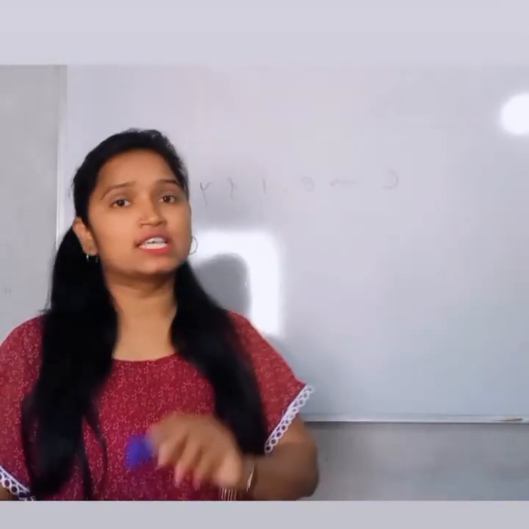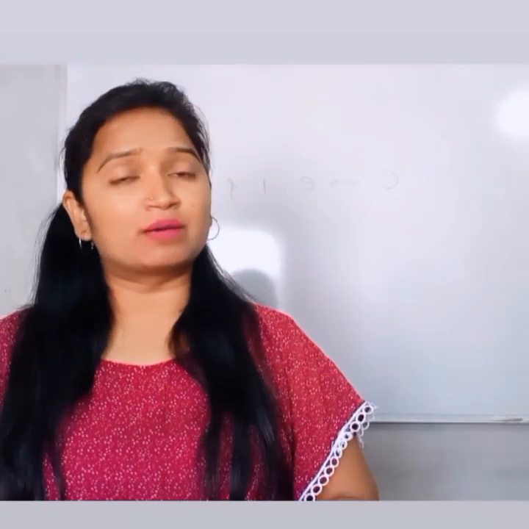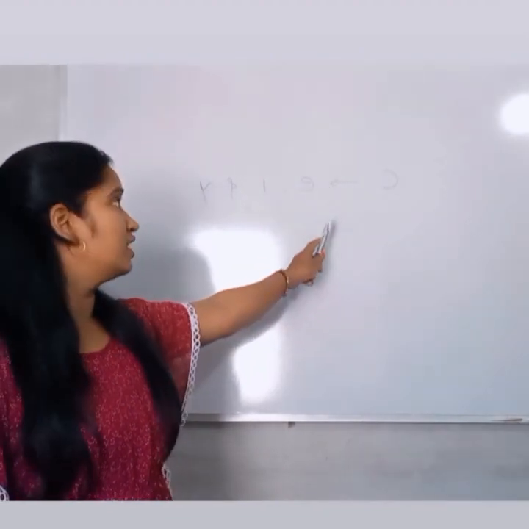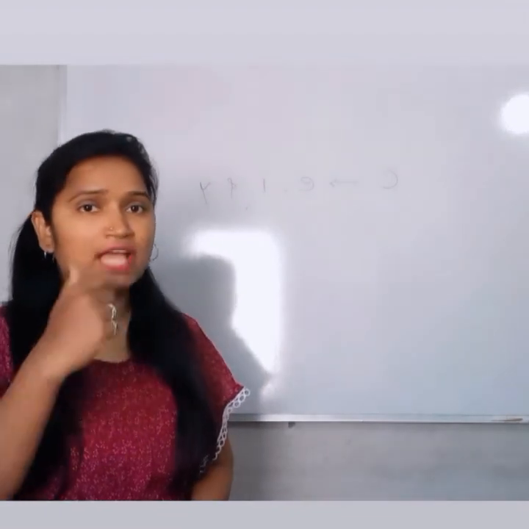For example, C-E-M-E-N-T. C is followed by E, so it's cement. Another example, C-Y-C-L-E, cycle. C is followed by Y, so it is pronounced as cycle. Another example with the letter I is C-I-N-D-R-E-L-L-A. C is followed by I, so the name becomes Cinderella. So this is the rule behind C: if C is followed by the letters E, I and Y, then it is pronounced as S.